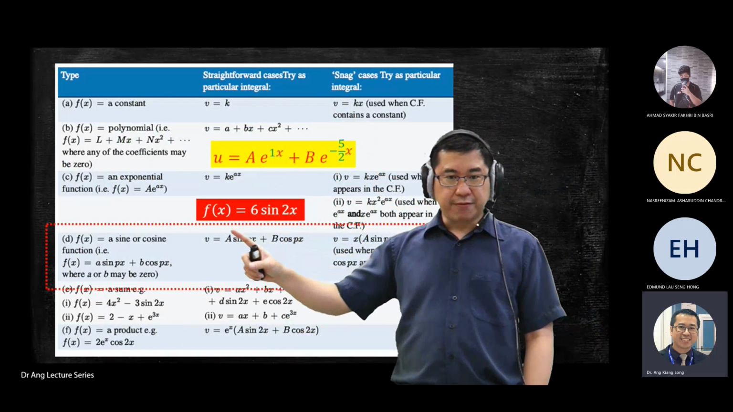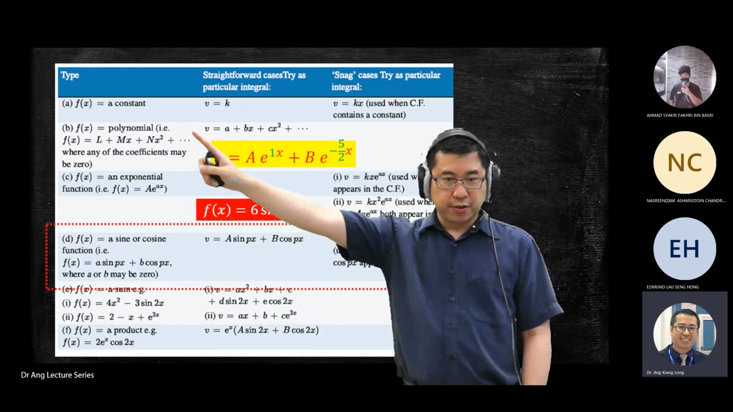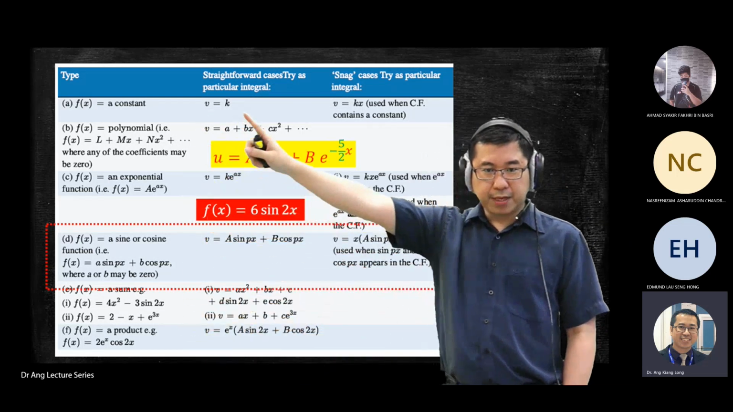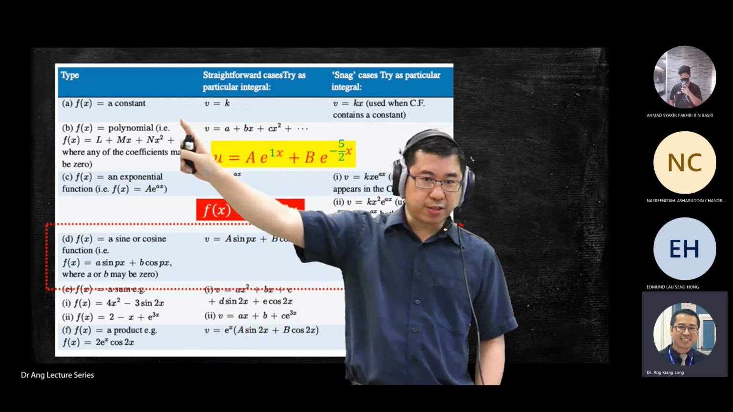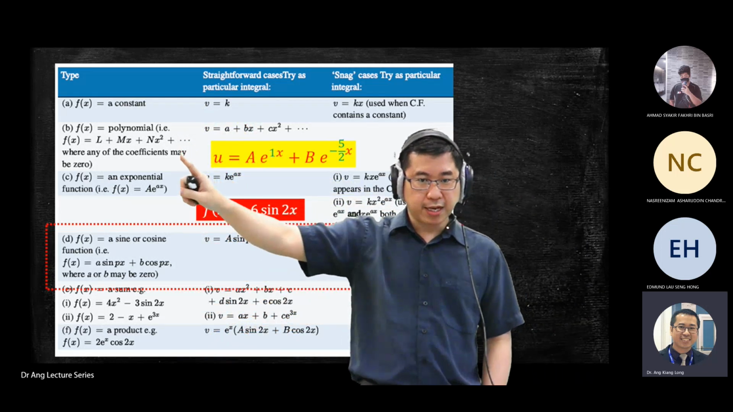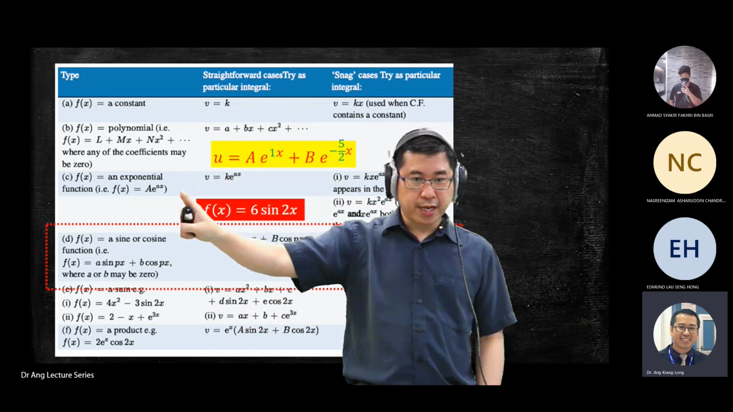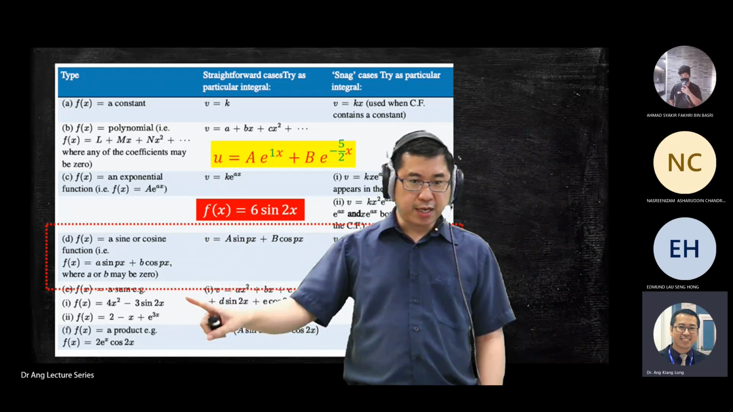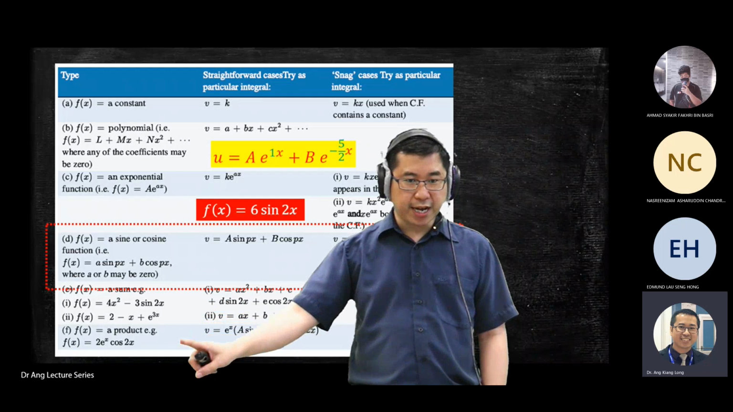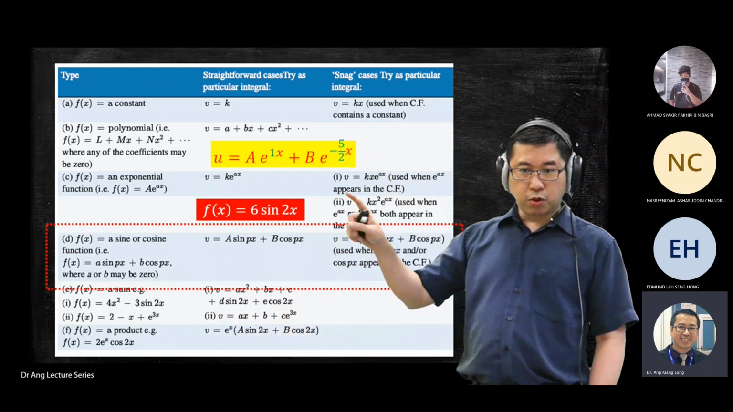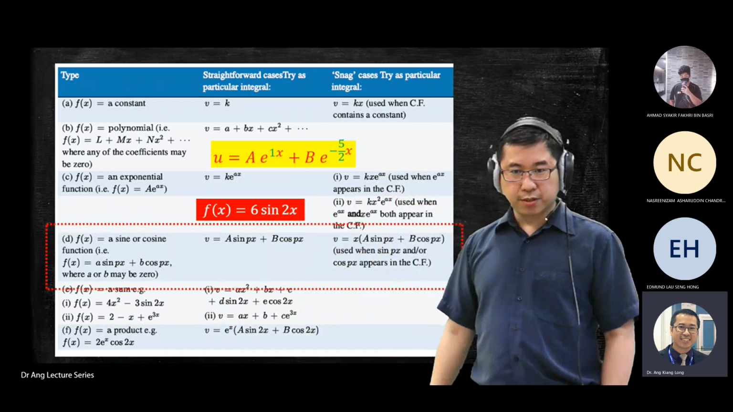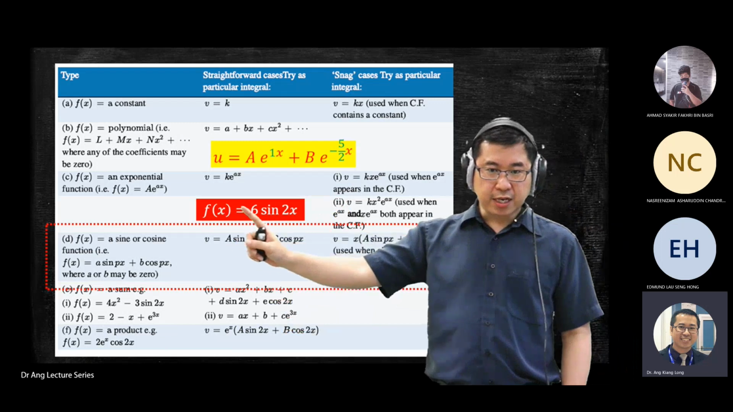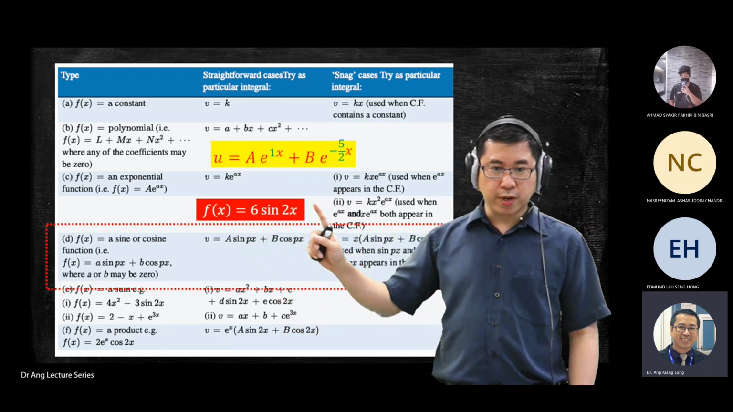First, check what is your fx. You read from a table, right? On the left-hand side, all are fx. You see the first one, a: fx equals something, b: fx equal to something, c: fx equal to something, d: fx equal to something, e also fx equal to something. So you go back to the fx in the question. Your fx equal to 6 sine 2x.